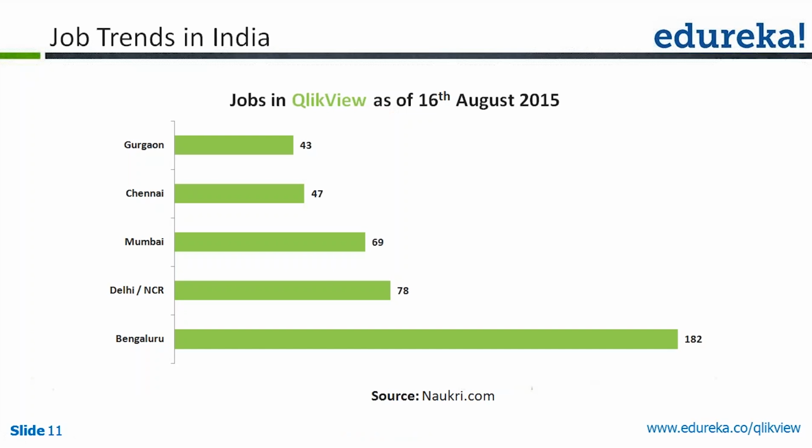Next is job trends. This is the job trends that I prepared on the 16th of August, and at that time, the picture was that most of the openings were in Bengaluru, then Delhi NCR comes, then Mumbai, Chennai, and finally Gurgaon. Gurgaon is relatively part of Delhi NCR, so you can club it as one, and then you can see over 100 plus openings out there. But overall, if you count this, there are like 400 plus openings out there in Qlikview.